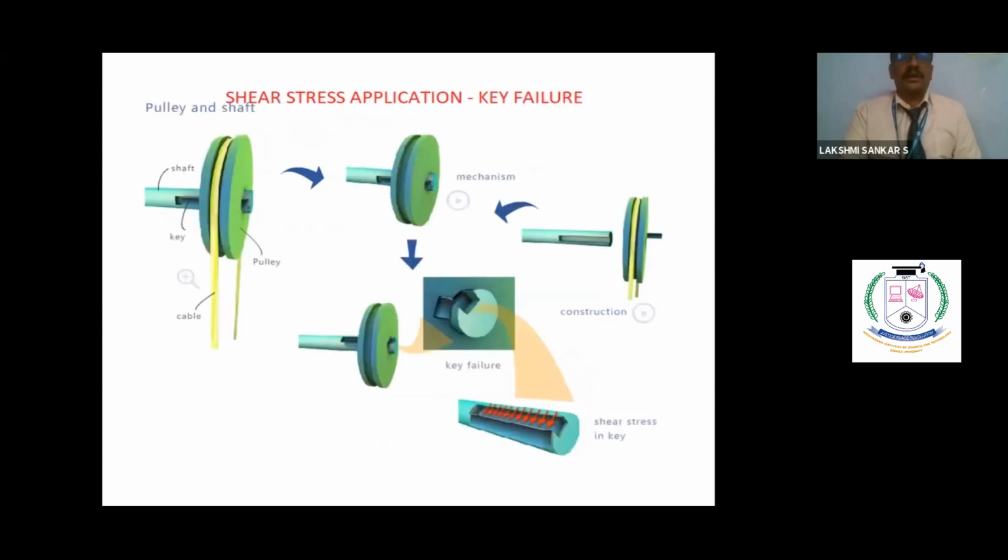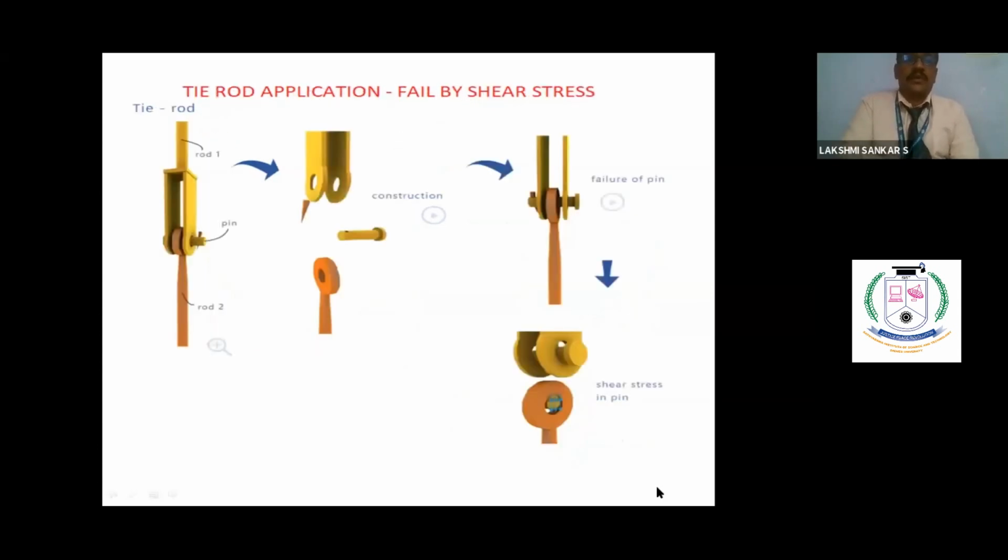It is another example I discussed of shear stress application, where the key fails. See, the pulley and the shaft are connected with a member called a key, and the key on rotation experiences the shear stress. All the failure will occur at the key, and the shear stress is shown here in this particular key. Another example is a tie rod, which again fails by shear. So here the nature of the stress is shear.